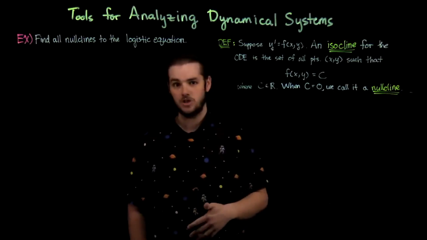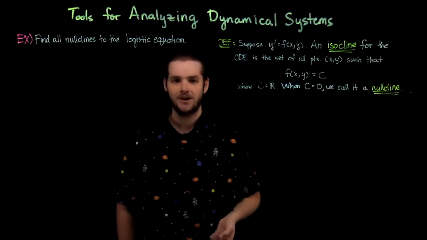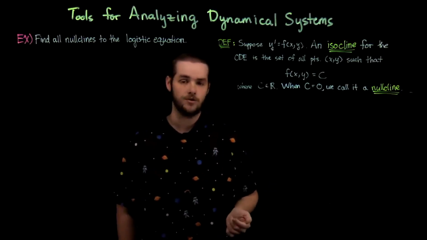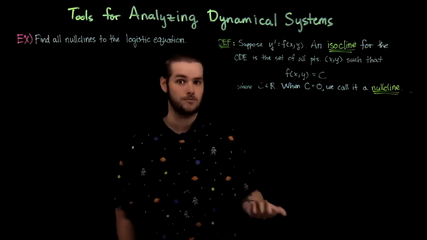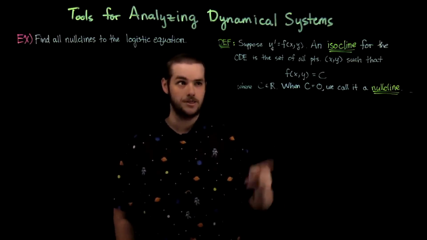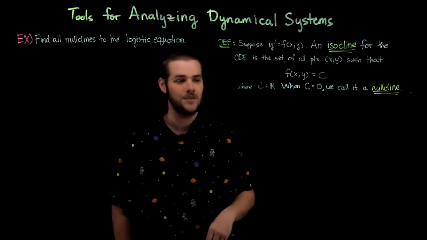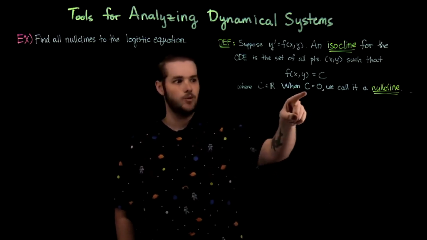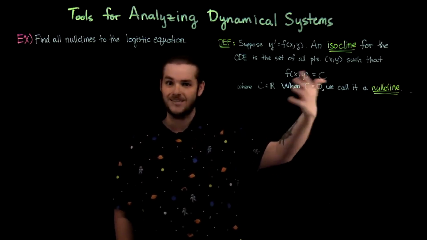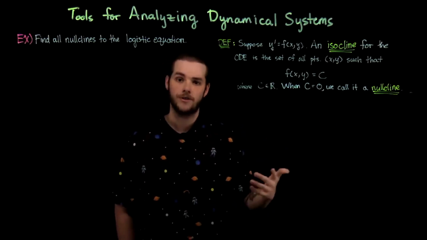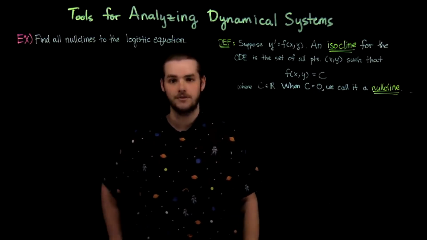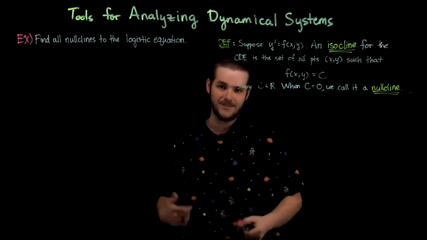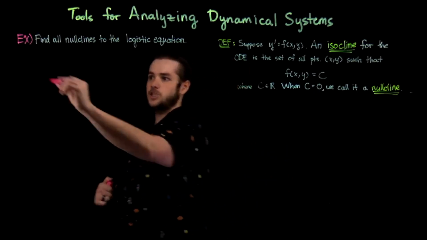And we have a specialer name when c is 0. So in other words, the set of all points, you can almost think of this as critical points because it makes y prime 0. Right? The set of all points for when c is 0, or the isocline generated by 0, we call the nullcline. And just to get used to this vocab, let's do this example. Let's find nullclines to the logistic equation.